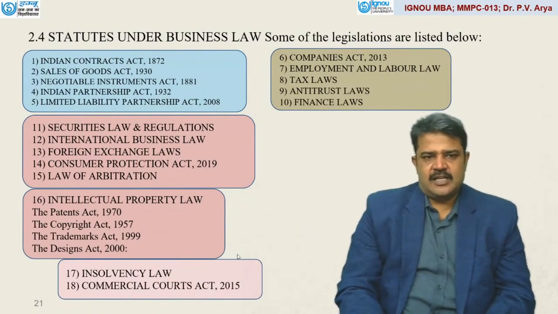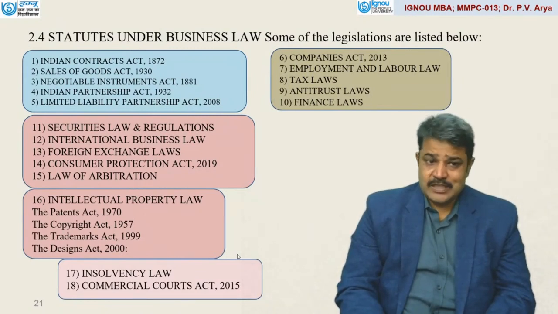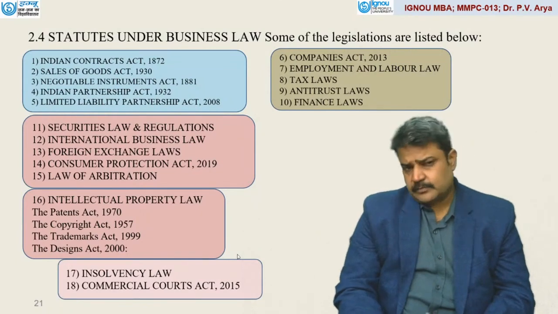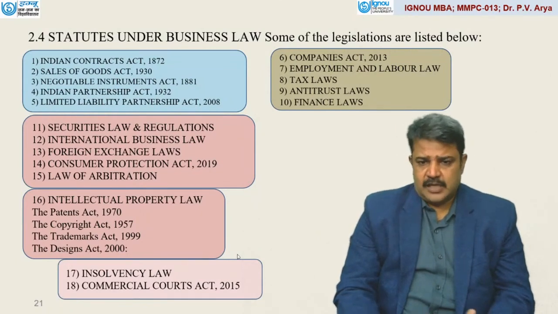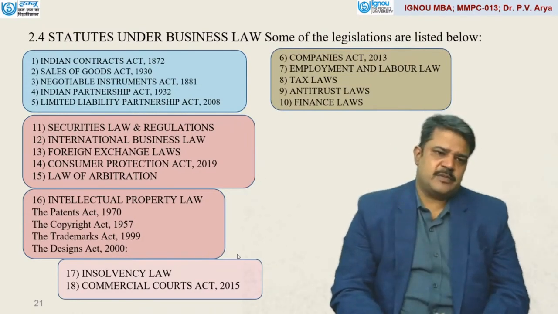So in this regard, the first example we can say is the Indian Contracts Act, which was formulated in 1872, Sales of Goods Act 1930, and Negotiable Instruments Act 1881. There are a number of different laws there on the screen. You can see them very visibly.